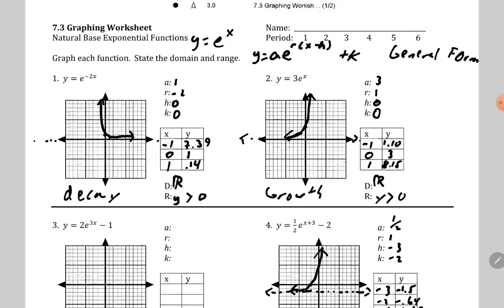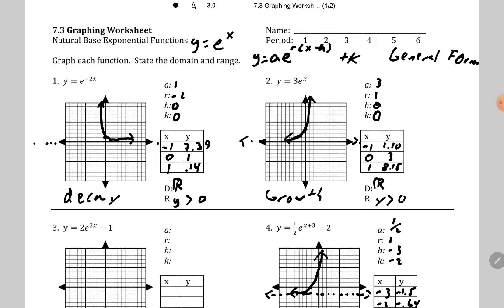Alright, hopefully this helps you out on how to graph these. Basically, you're just graphing the same way, you're just plugging points into a calculator. Have a good day.